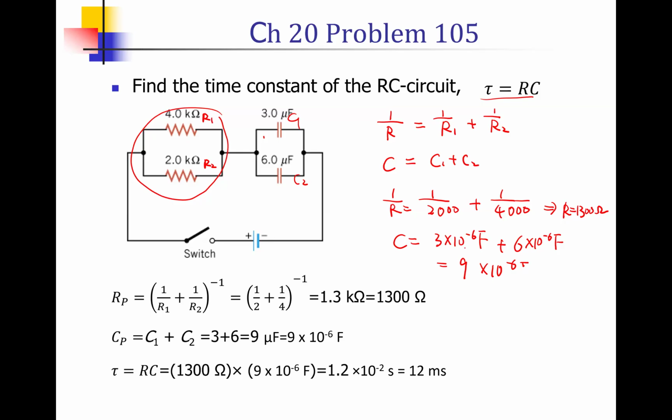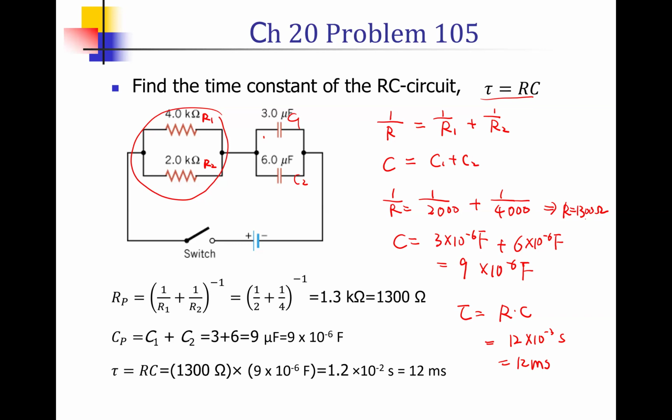So 3 times 10 to the power of negative 6 plus 6 times 10 to the power of negative 6 farads. So you are going to get 9 times 10 to the power of negative 6 farads, and then the time constant will be equal to R times C. So this multiplied by this, and you are going to get 12 times 10 to the power of negative 3 seconds, which is 12 milliseconds. Okay, so this is the time constant.